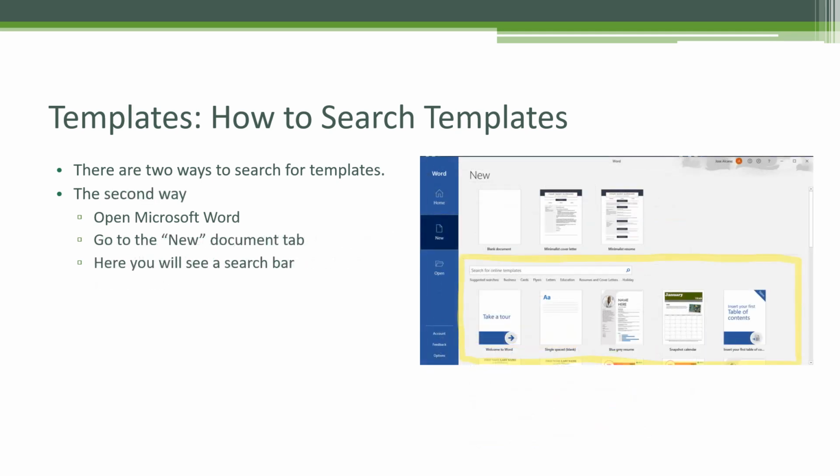The second way to search for templates is to open up Microsoft Word, and instead of going to more templates, you just click on the new tab, and here you'll have the option to search for templates. Again, just use the search bar to search certain words or certain types of documents that you want to create.